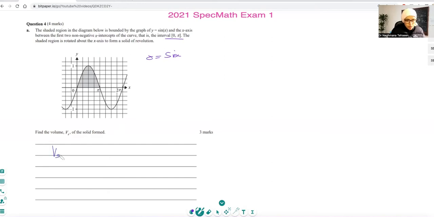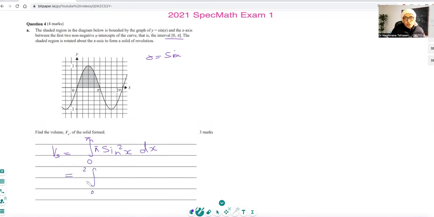So that would be Vs equals the integral from 0 to pi of pi times y squared. That's the formula we have. So this would be pi sine squared x dx, and we just need to integrate that. Pi sine squared x, we can't really integrate directly.